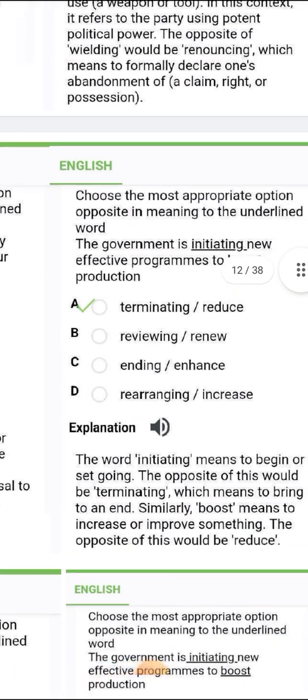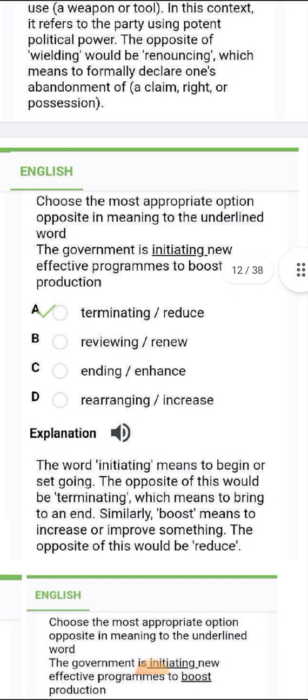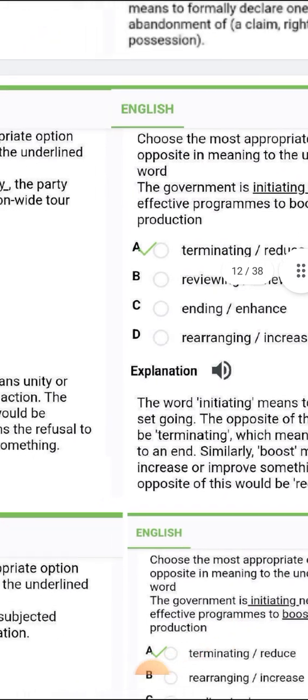The next one there is initiating, which is terminating or reduce. The word initiating means to begin or set going. The opposite of this would be terminating, which means to bring to an end. Similarly, boost means to increase or improve something. The opposite of this would be reduce.